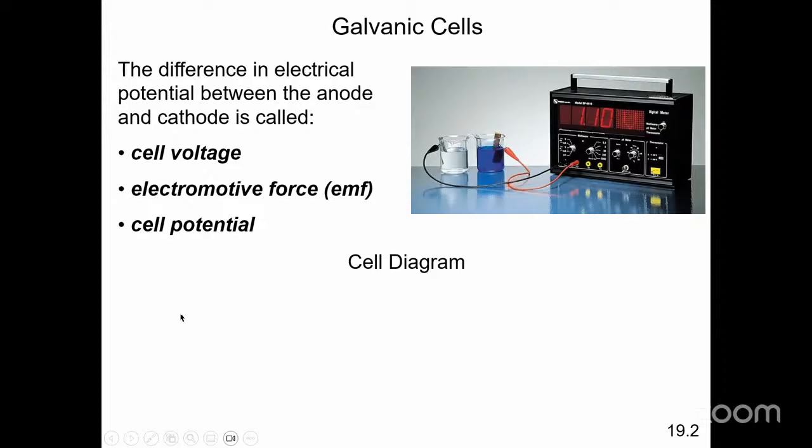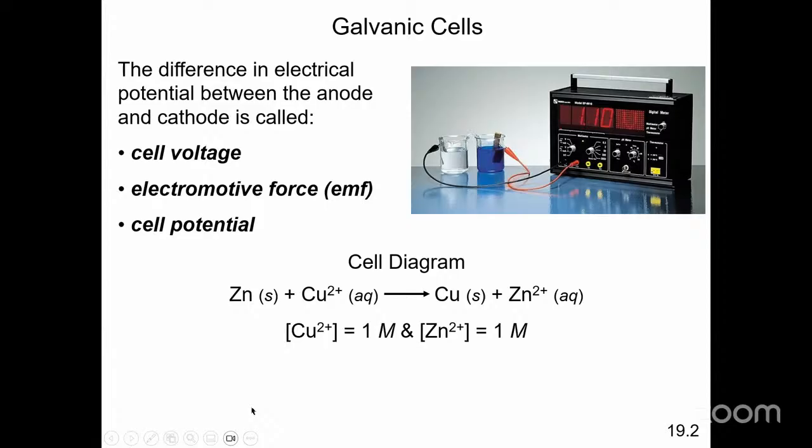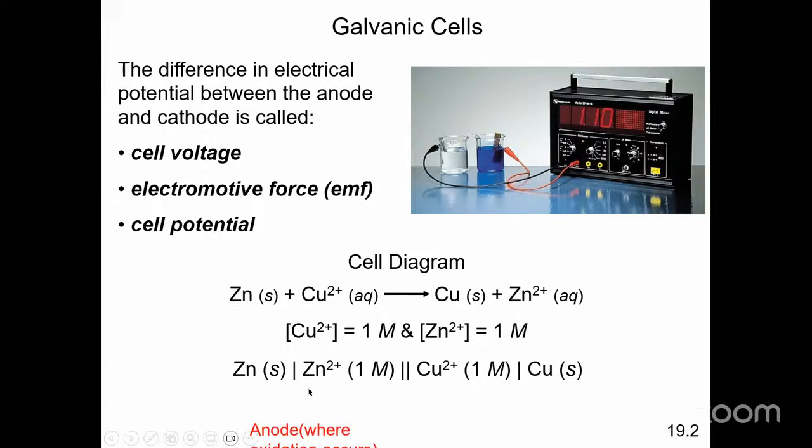There's a shorthand way of representing a cell using what is called a cell diagram. And basically, we base it on the redox reaction that takes place. And this would be the reaction right here. So this is a cell diagram for the cell that we just showed you. So you start off with the anode, where oxidation takes place, right? Where you have the zinc solid, then you draw a line like this, and then you write down zinc 2+, and you include the concentration, and then you draw a double line like this.